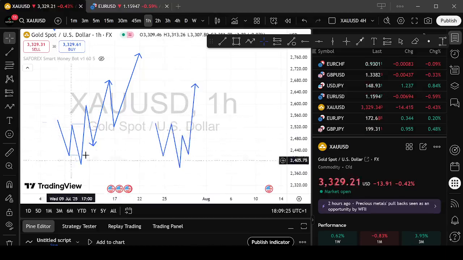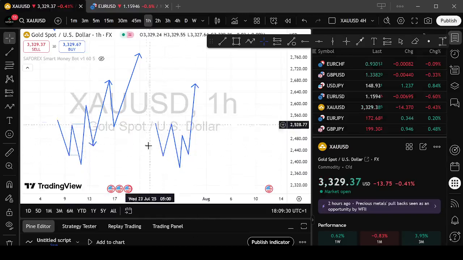This model is called a sweep of liquidity model. Why is this model called a failure swing model?